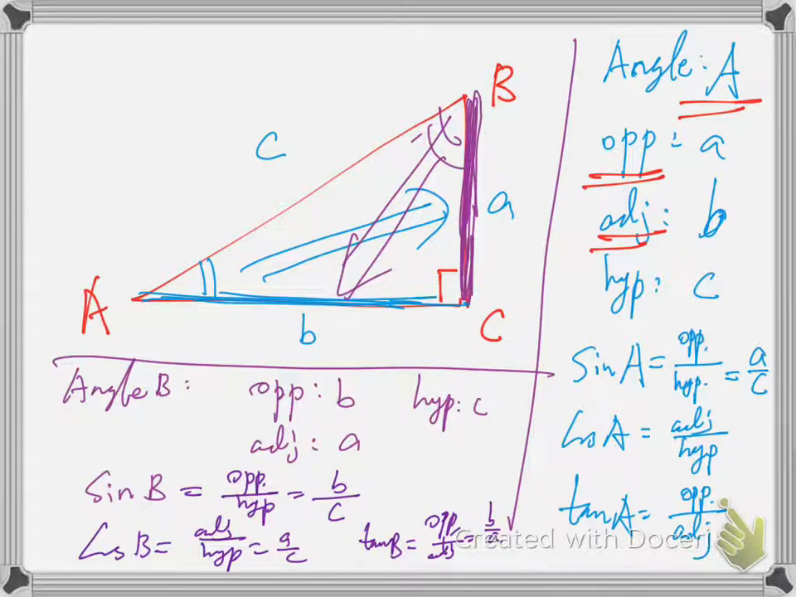And for angle A, cosine is adjacent over hypotenuse, so this will be b over c, and tangent is opposite over adjacent, so this is a over b. So when we talk about right triangles, we use opposite sides and opposite angles. When we talk about trig values, we use opposite side and adjacent side. Now let's talk about special length right triangles.